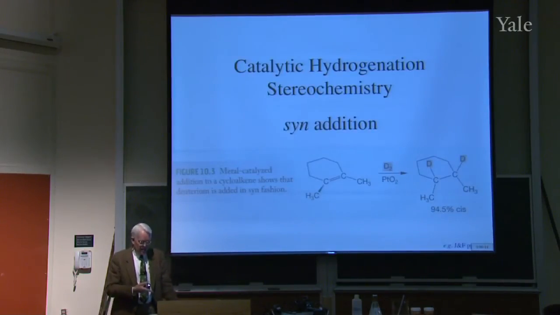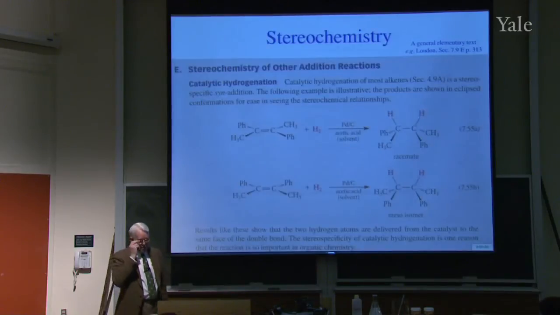Okay, that was not necessary in this case to tell because you also had the cyclohexane ring there. So it says here the deuterium is added in a syn fashion. It's a syn addition. And here's a typical passage from another textbook, the Loudon textbook that we used several years ago, about stereochemistry of this addition reaction, catalytic hydrogenation. And it says stereospecific syn addition happens, it says, for most alkenes. And it gives this example.